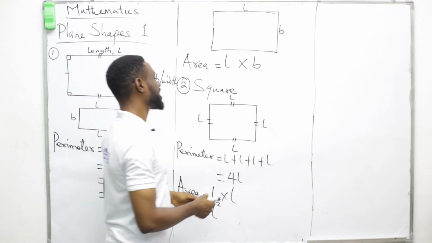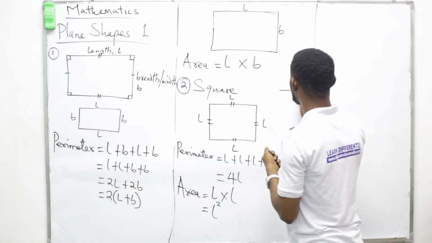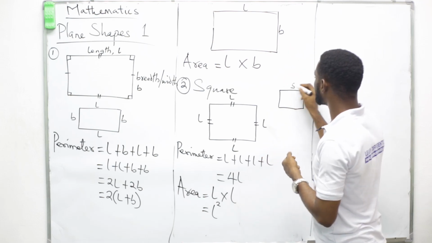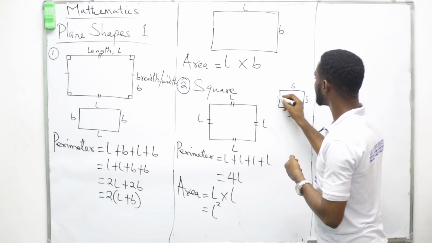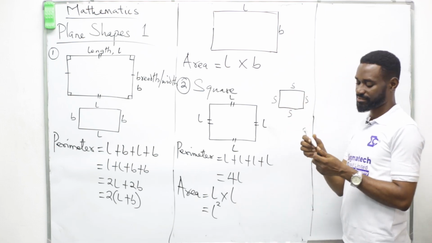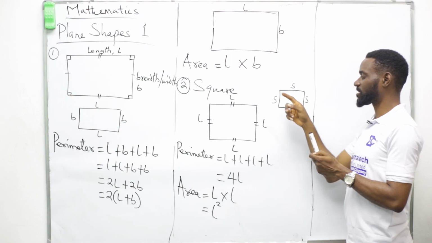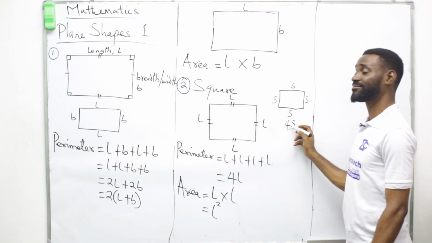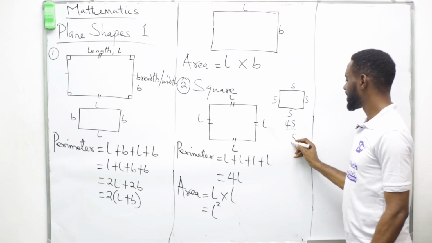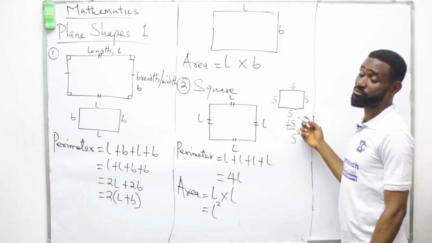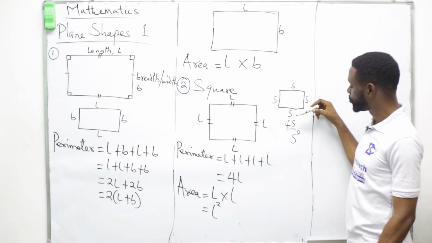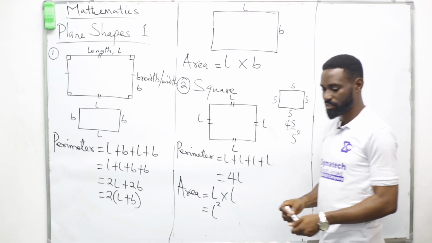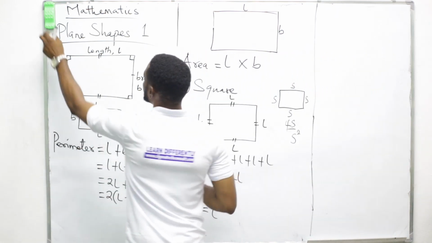Some people decide to label this as S, S, S, S, meaning side. Side 1, side 2, side 3, side 4. So people say that it is 4S, that is 4 sides, 4 times side, and S squared for area, whichever one. Just know that whatever figure is given to you, put it in place of S or put it in place of L. All right, so whichever one you know is good.